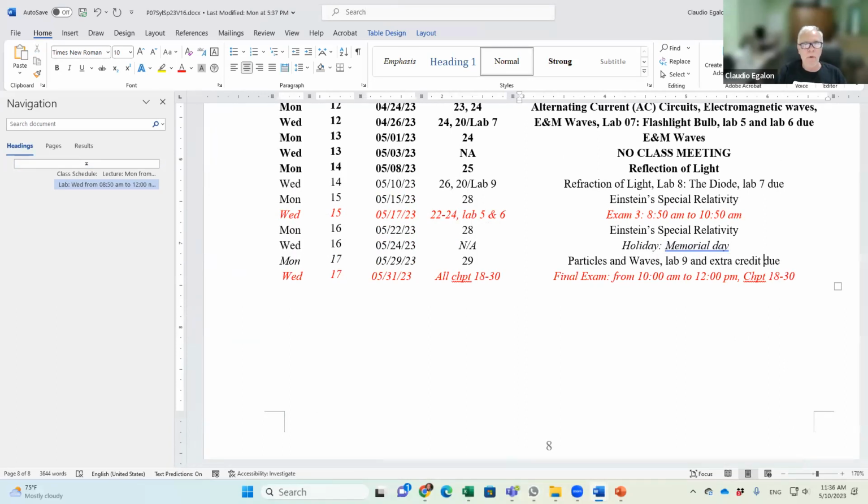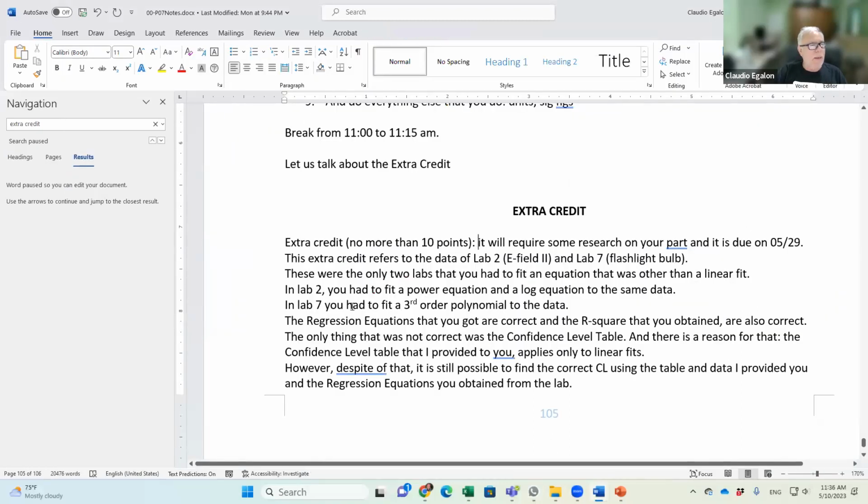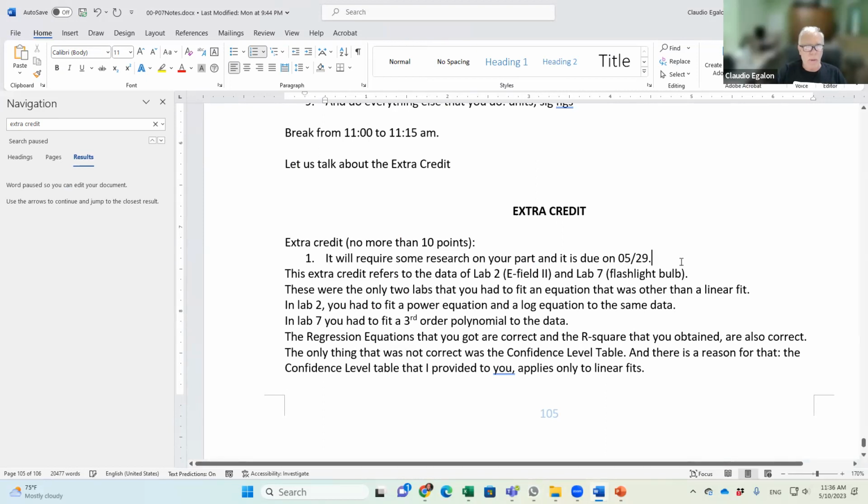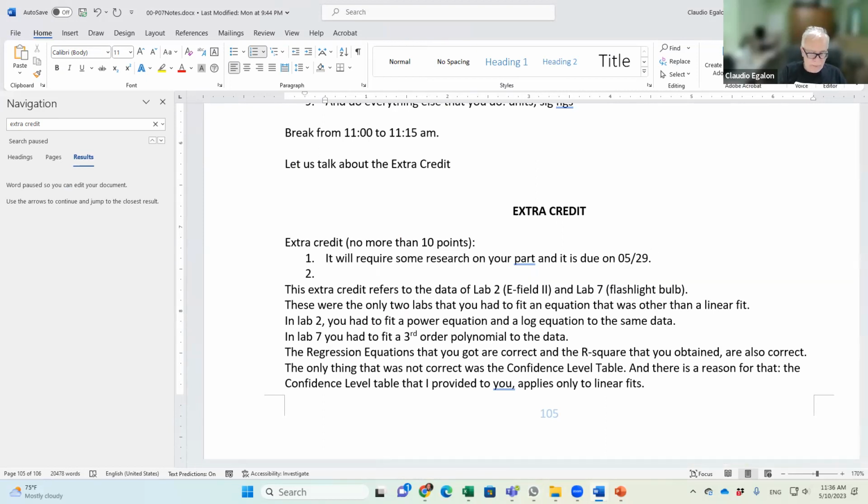Okay, so there are some details here. Extra credit. You will require some research on your part, and it's due. Extra credit is an individual. It's individual work. Individual work. So it's not a group work, it's individual.